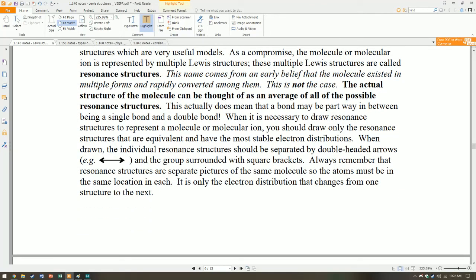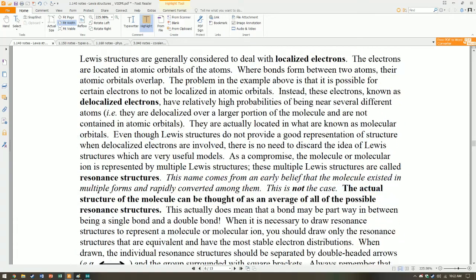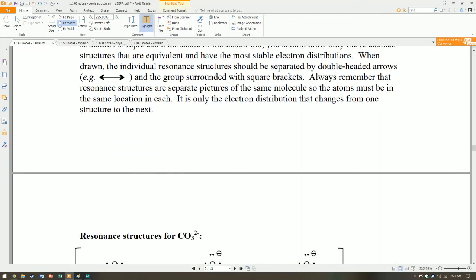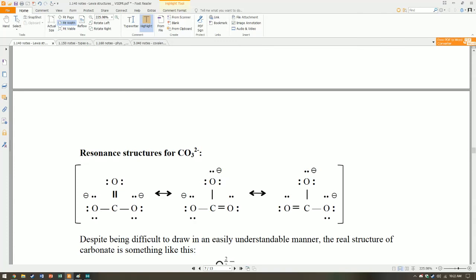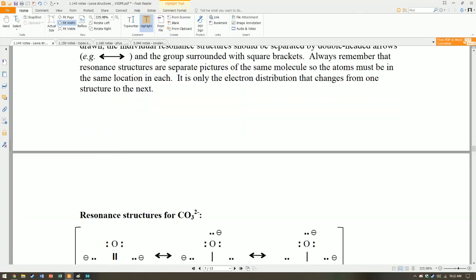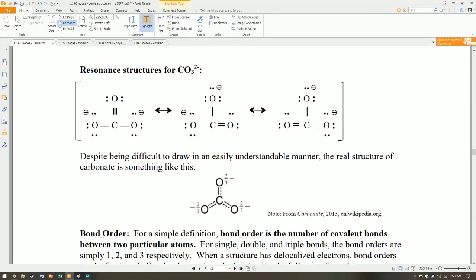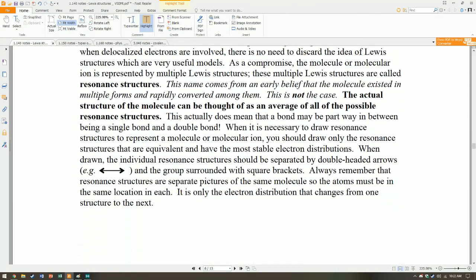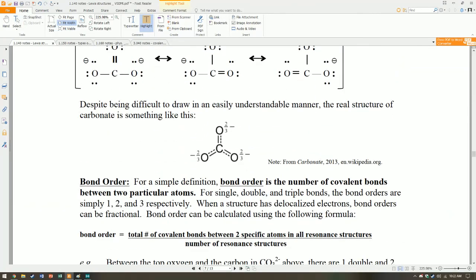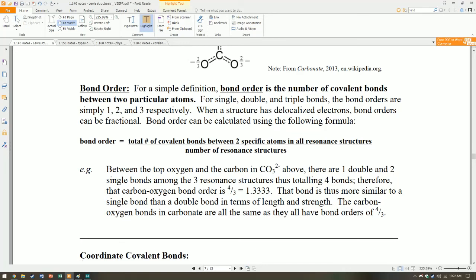Always remember that you can use these arrows to denote resonance structures. When you draw resonance structures, you draw it out like this, with these double arrowheads pointing toward the possible extremes of each Lewis structure, and then you average it out to get the real structure. So it's something more like this. And again, because there's resonance, the electrons are moving across the entire molecule. They're not localized to one spot.